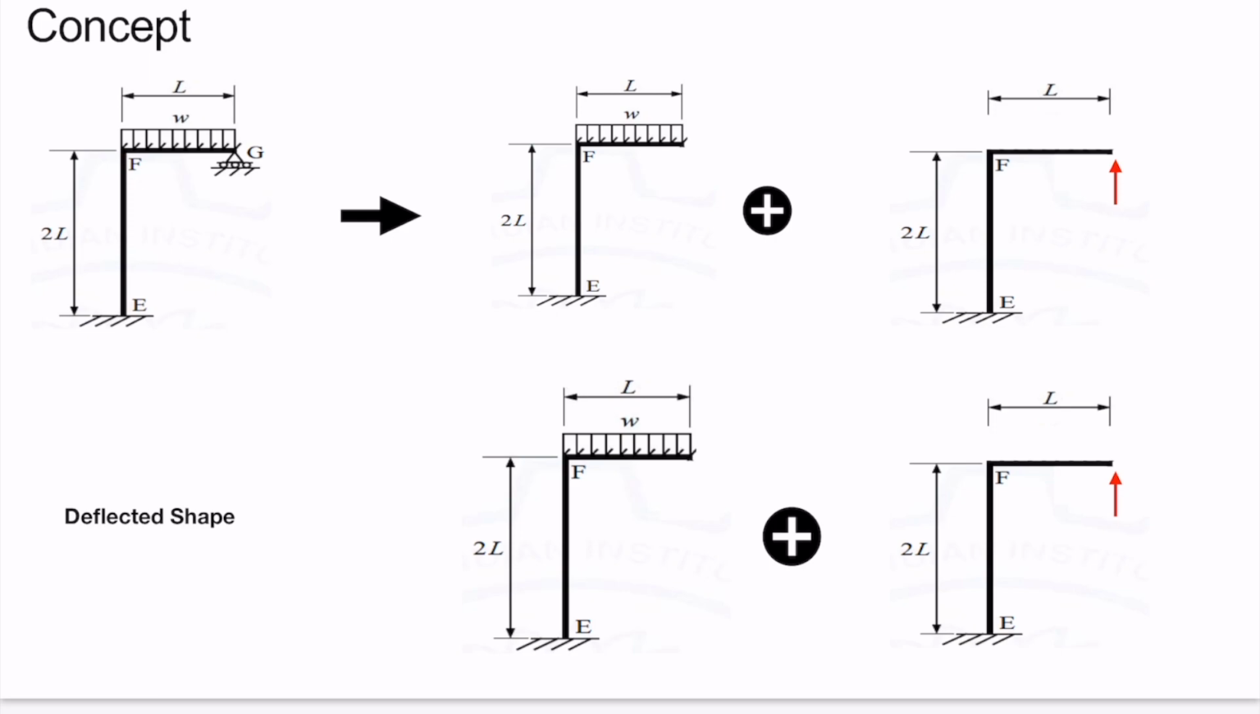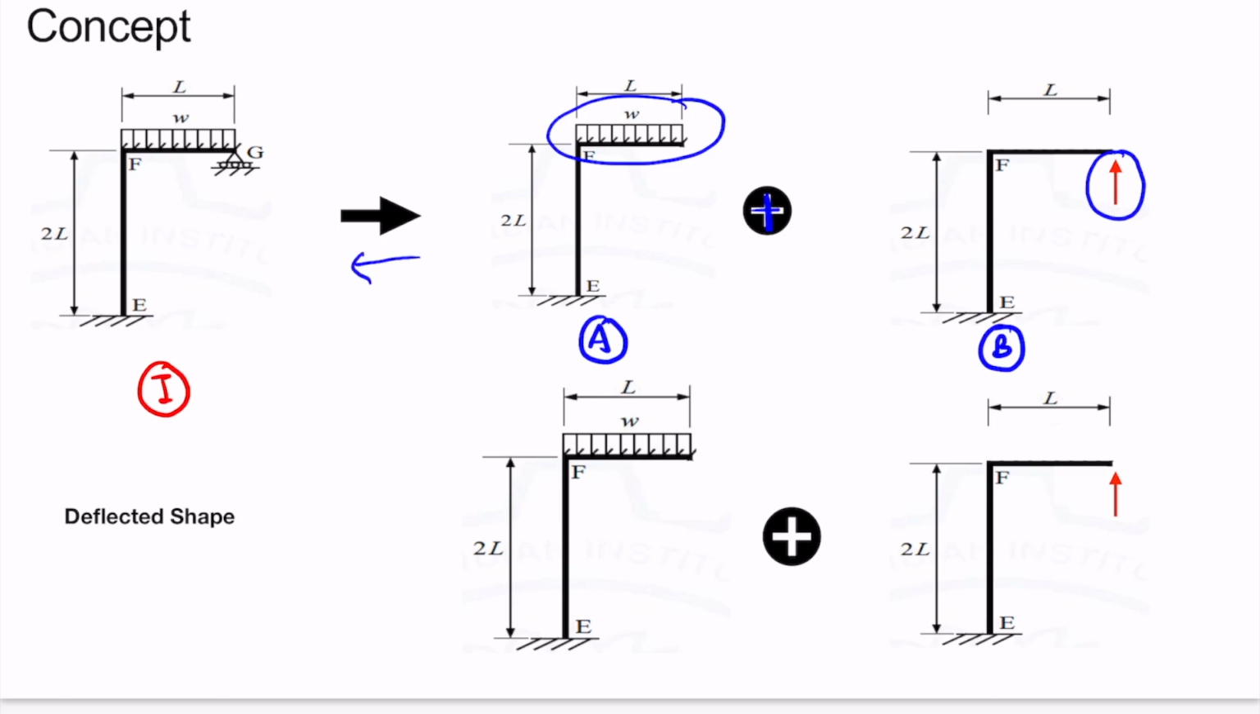For this, we will decompose our main structure, let's call it structure 1, into two parts. Let's call them structure A and structure B. Structure A carries the external load and structure B contains the support reaction. If we add these two structures, we get our final structure back. So this means that we can decompose our main structure into these two types of substructures.